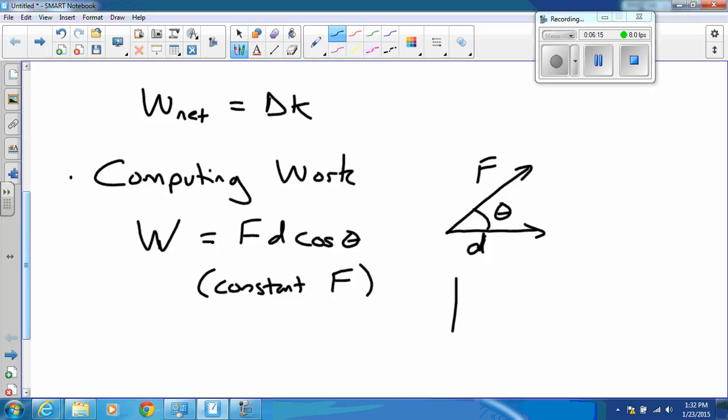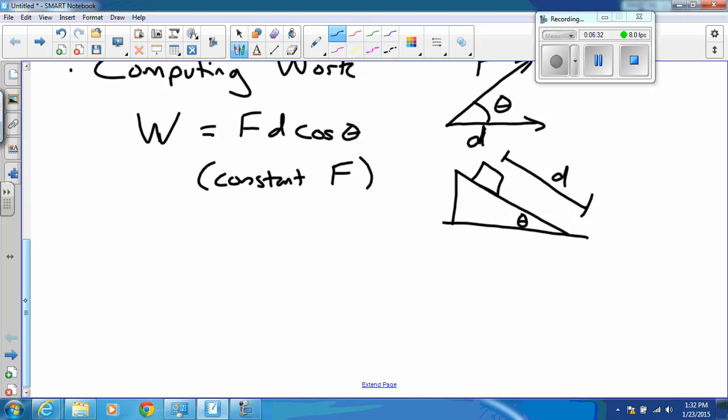So here's some good examples of this. Let's say I have a crate on an inclined plane or something like that. And I want to know how much work does gravity do as the box slides down a distance d. Okay? So I draw for myself the force of gravity, which of course always pulls down, and now I say mg is like so, and d is like so, and let's actually, okay, so this angle is theta right here. I want to know what's that angle right there.